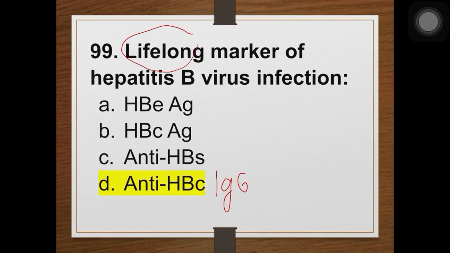Pag nagkaroon ka po ng past infection, or Hep B due to natural infection, bukod po sa anti-HBs, ang serum po natin ay magpa-positive din for anti-HBc IgG. Pero kapag naka-receive ka lang ng immunization, ang serum mo ay magpa-positive lang for anti-HBs.